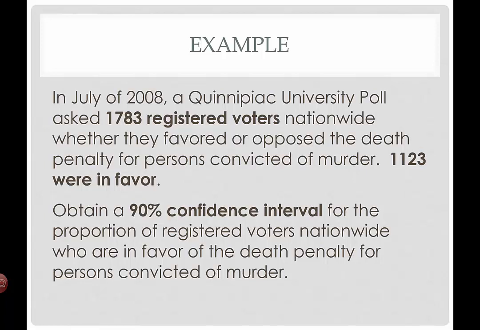So we basically want to find an interval, a set of numbers, that we can be 90% confident the actual proportion for the nation would lie between. That's what the interval is.